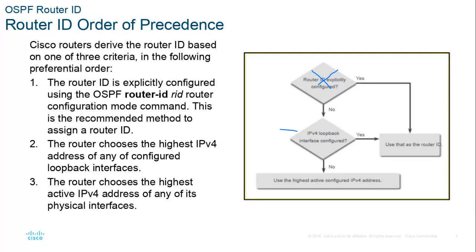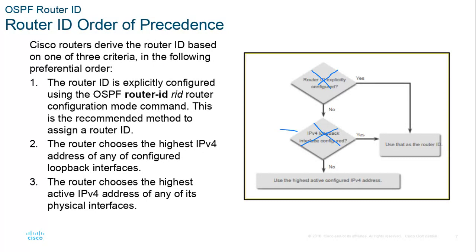So if you don't configure the router ID, which is now the preferred best method, you could configure a loopback port on that router, and the highest loopback port number you configured, if you configured more than one on that particular router, would become the router ID. It would use that as a router ID. Okay, so what if I didn't do either one of those two things?